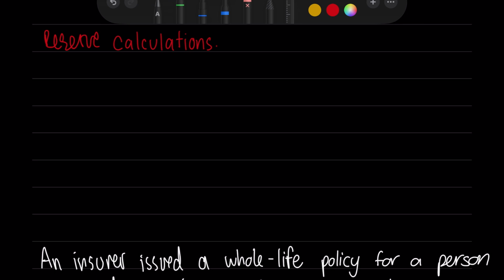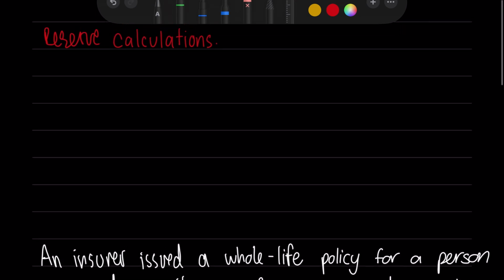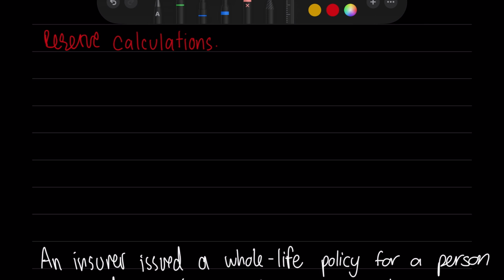In this video, we're going to be talking about reserves. Reserves are used in insurance and that sector. It's like a lump sum of money that an insurer sets aside to meet future policy obligations. It's just the present value of future benefits and expenses minus the present value of future premiums that they're expecting to receive. And this just ensures that the insurer can pay out future claims.